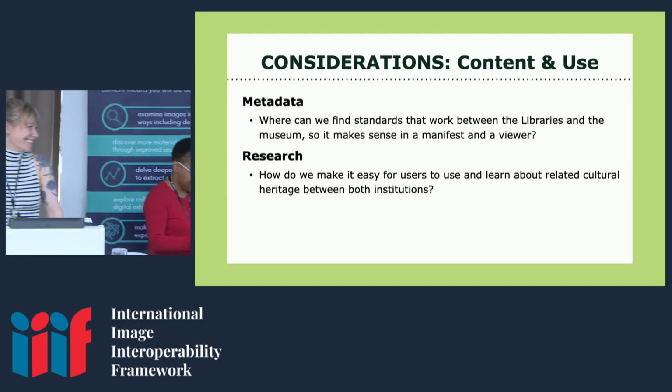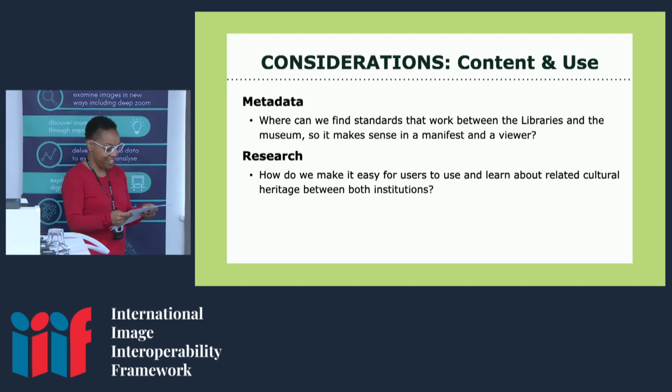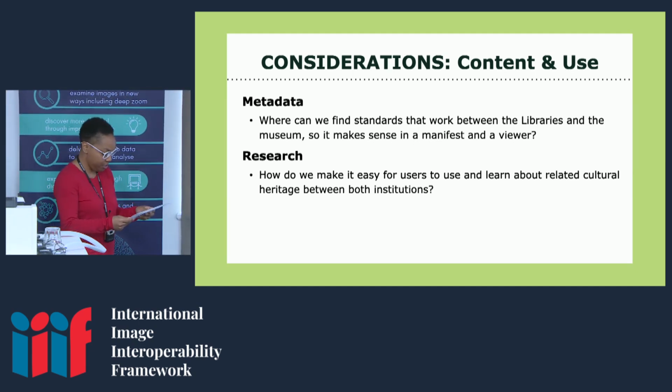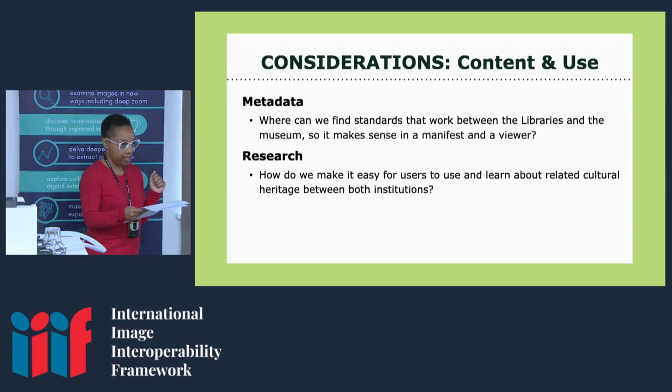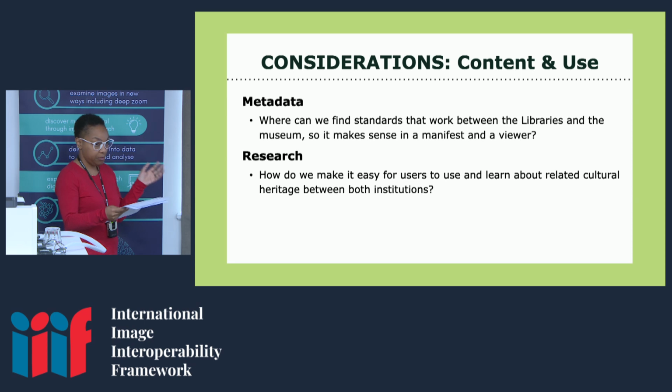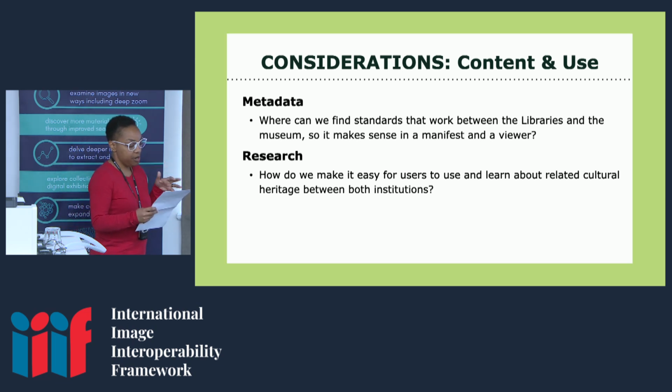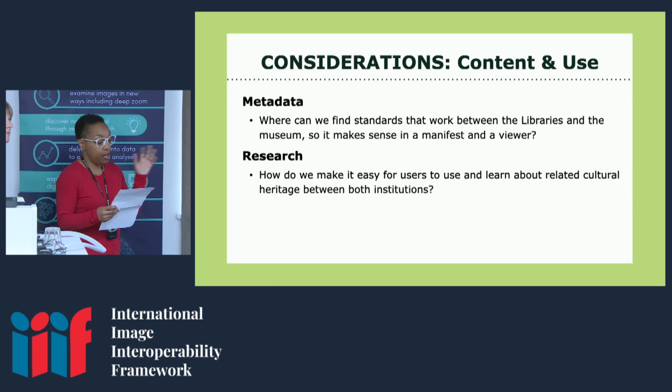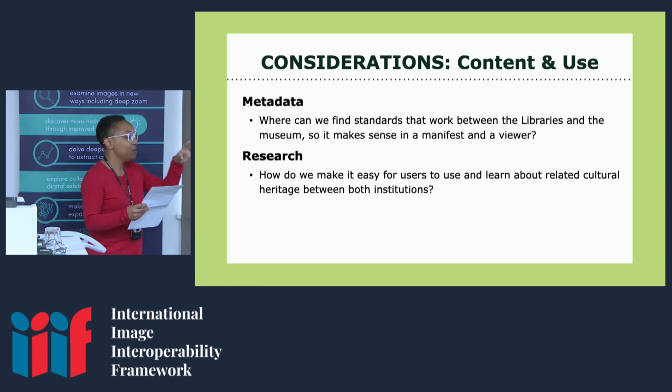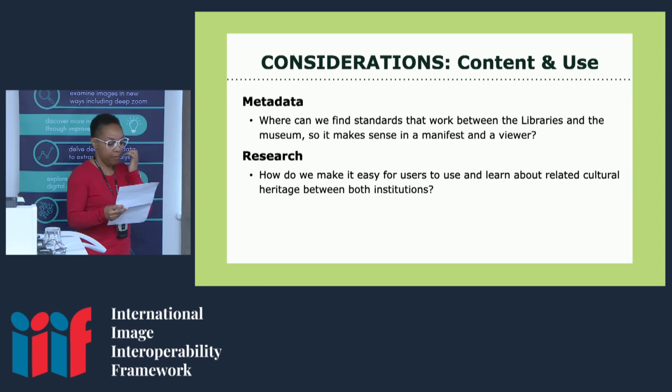The reality of things. And so, another set of considerations of content and use. For our metadata across both the museum and the library, where can we find standards that work between both of us, so it makes sense in a manifest and a viewer? And then also for research, how do we make something that's easy for users to learn about and create related cultural heritage between the two of us? So we have collections that have related objects and relationships.